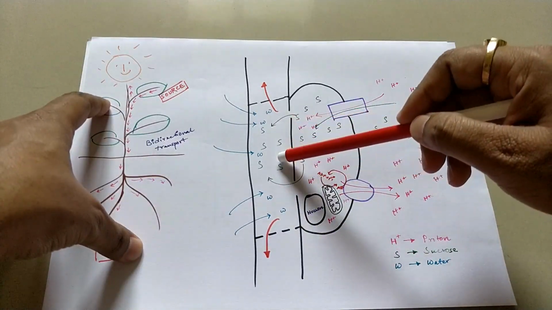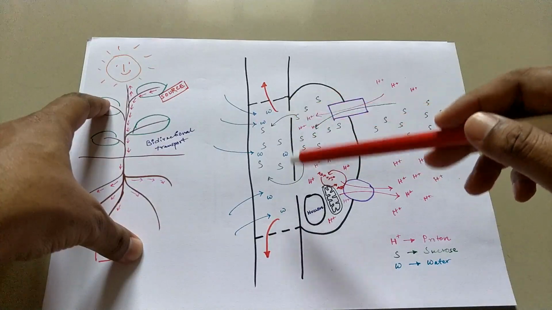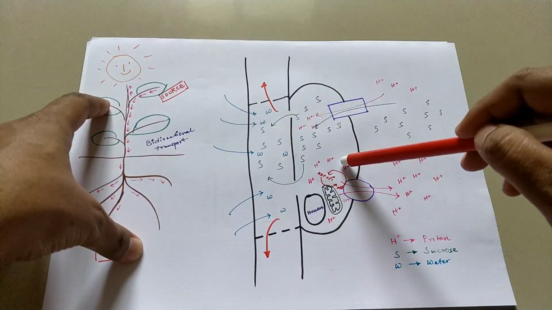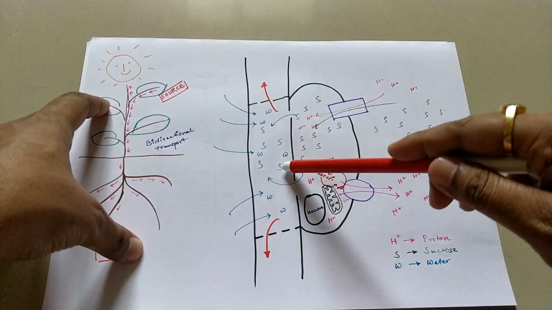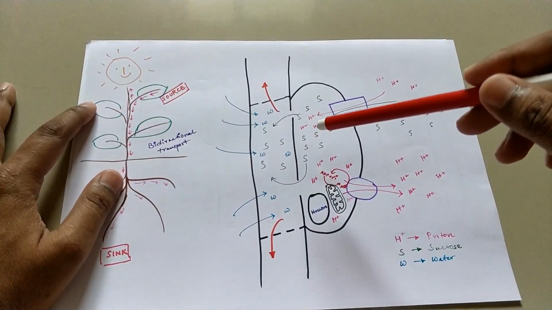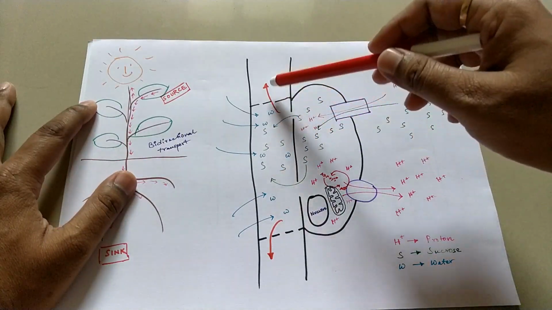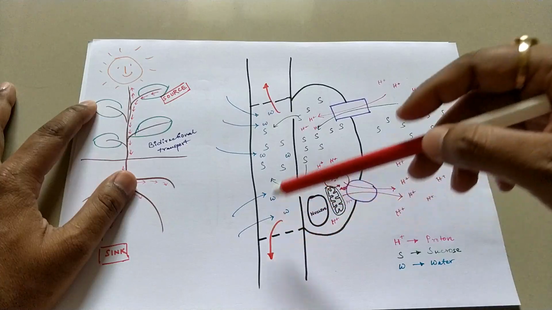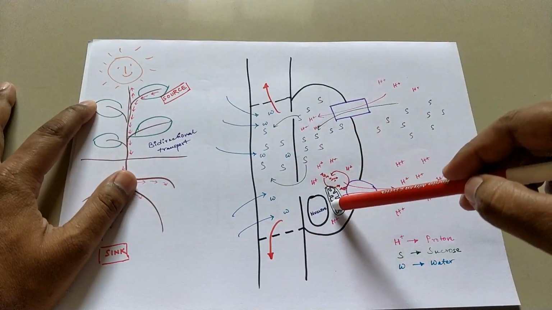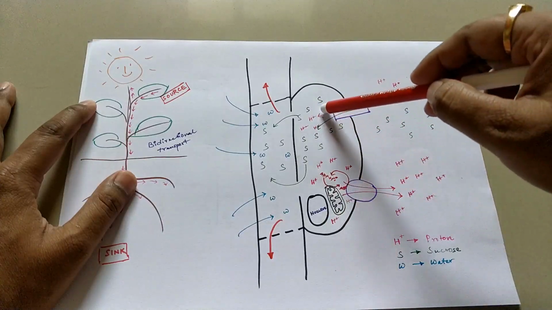Adjacent to this cell, try to understand one thing. There are multiple cells of this type, so for a better understanding I have taken one for each. So here, as you see, adjacent to the sieve tube element, there will be one cell which is said to be the companion cell. So this is your companion cell.